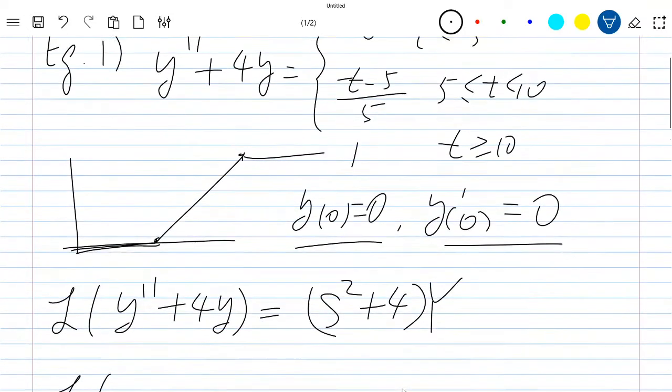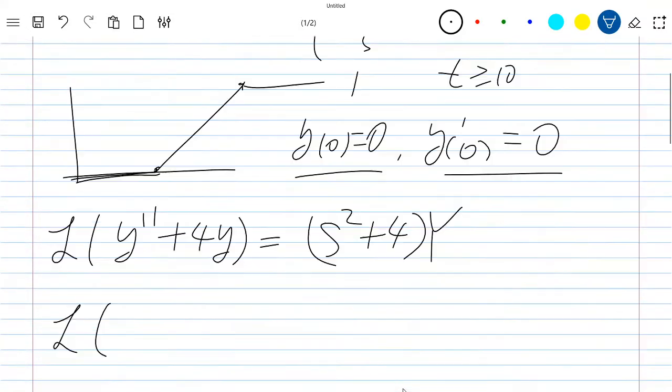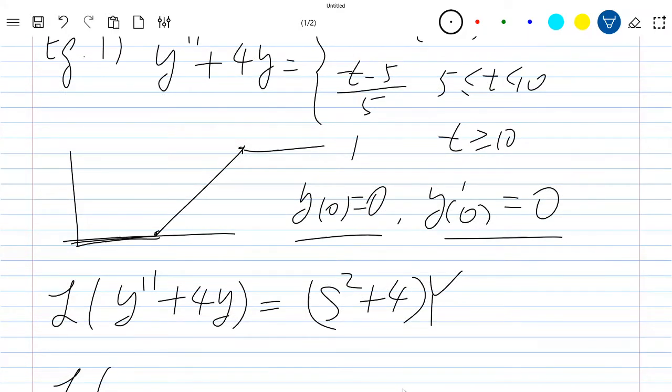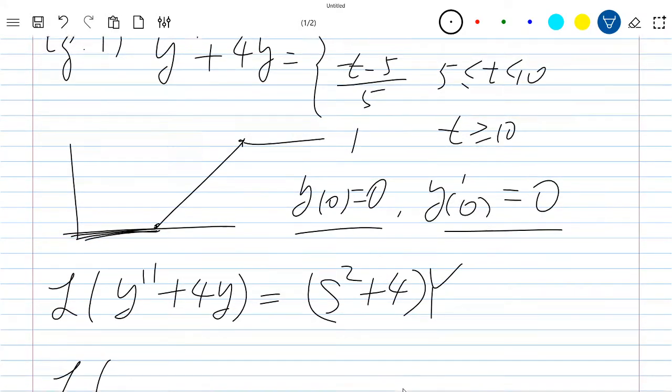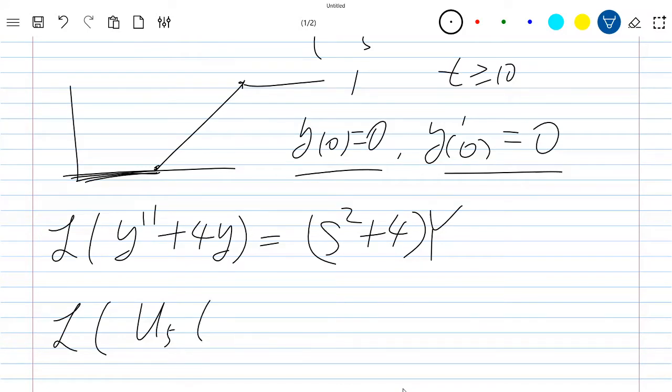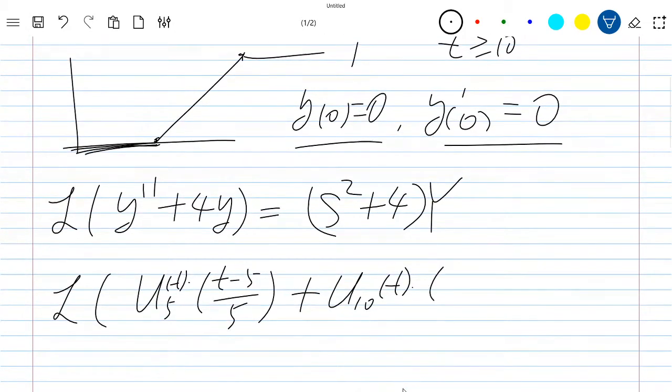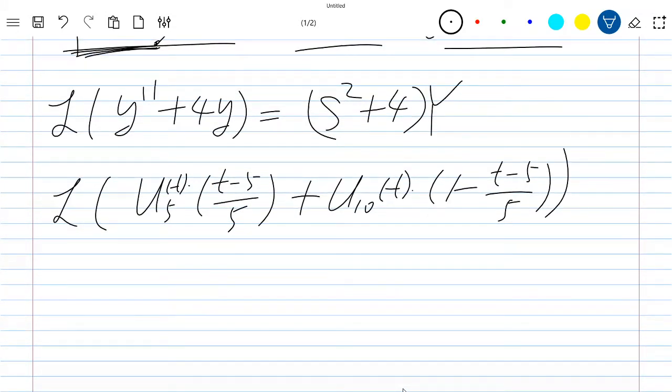And the right-hand side. Before that, we have to write down the step function form. So nothing here. Then have u5, and the change is just that because you start from 0. Then you have another change at 10. And this time you need to write down the difference, and the difference is 1 minus that. Or you can simplify this a little bit. This becomes 5 plus 5, it's (10 minus t) over 5.